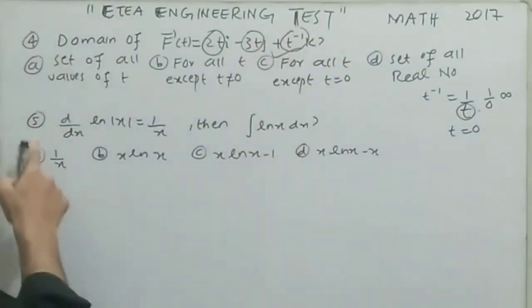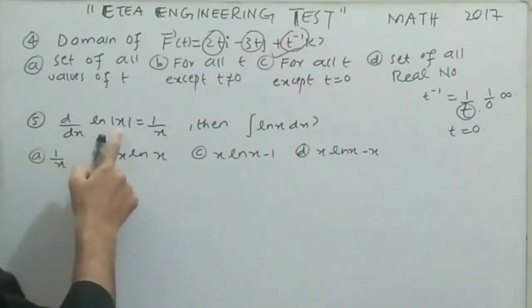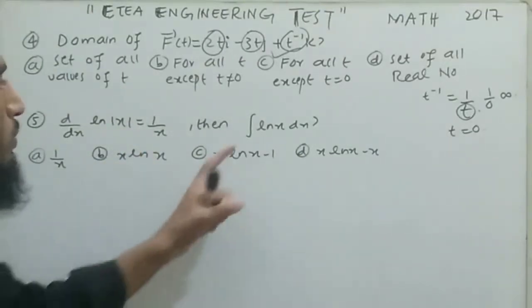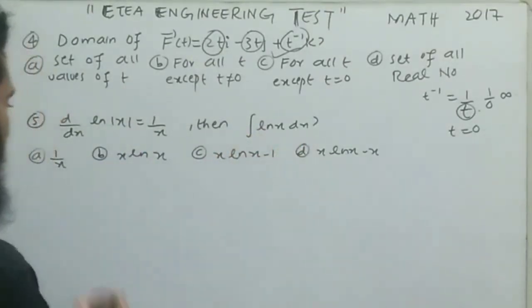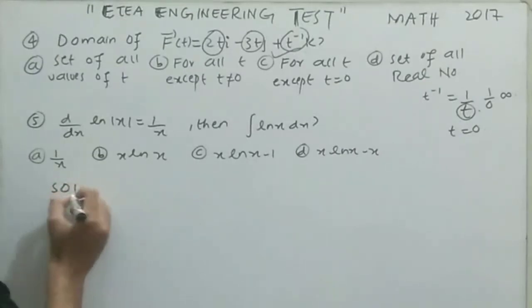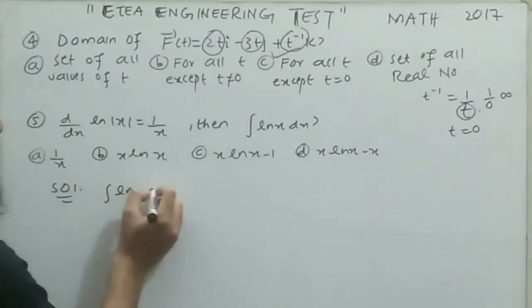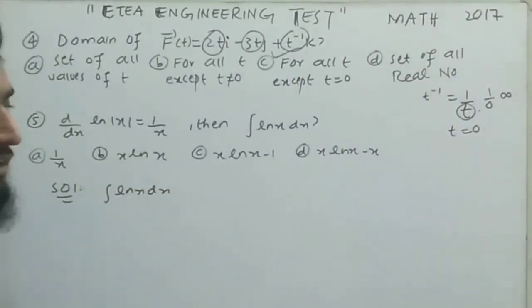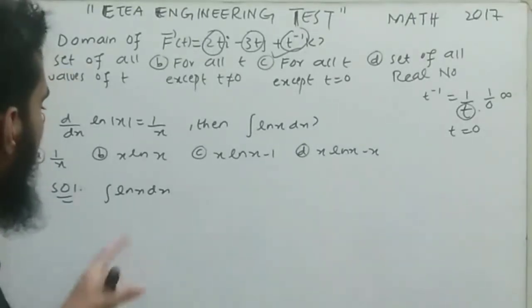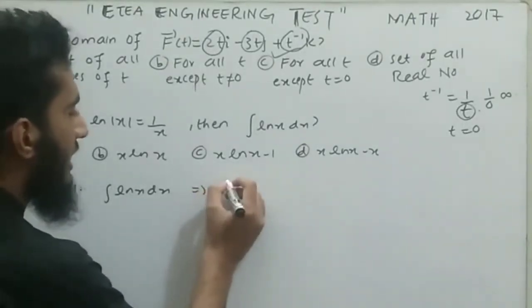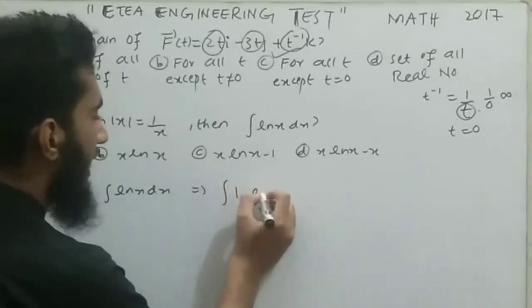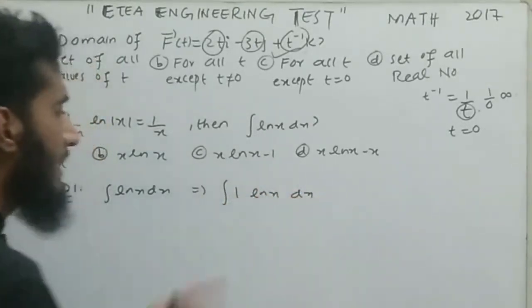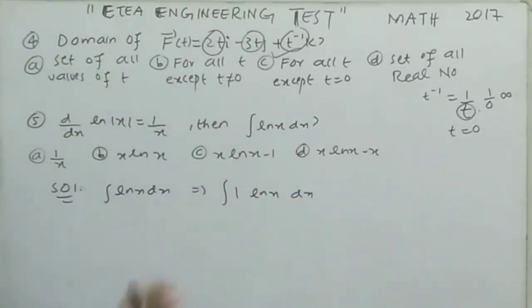Move to the next MCQ number 5. d by dx of ln of x is equal to 1 over x. Then what will be the integral of ln of x dx? Move to the solution of this MCQ. So for the integral of ln of x dx, we cannot integrate ln of x directly, so we can write the integral just like this: integral of 1 dot ln of x dx. We can multiply ln x by 1, it again gives us ln of x.